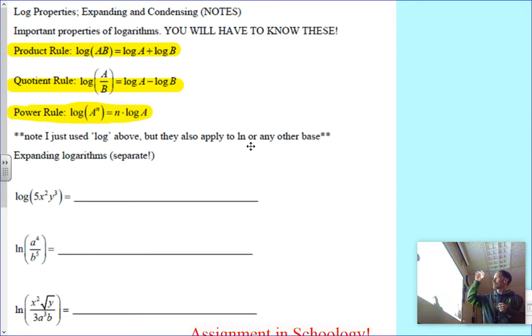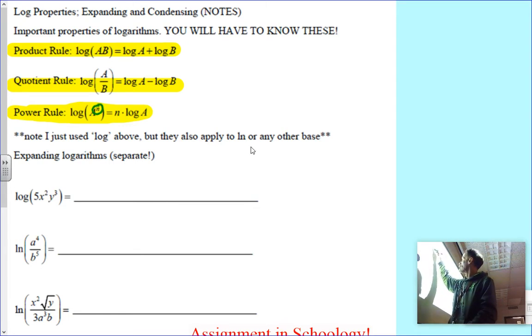So if you take a look at the three rules, the product rule says log of AB equals log of A plus log of B. Basically, all that says is if you start with a product, you can separate them out by adding the two arguments. Similar with the quotient rule, if you have a log of a fraction, then we can separate those out by subtracting the two arguments. And the only thing the power rule says is if you have an argument with an exponent, then that exponent can just move out in front of the log.